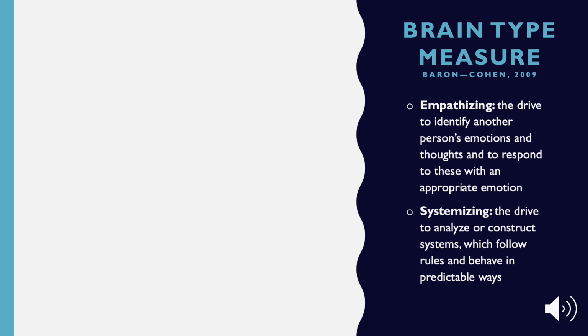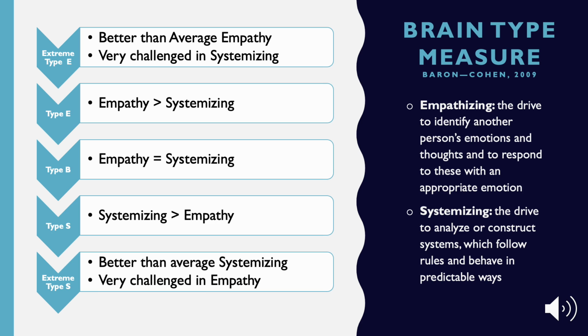So with these 2 qualities, Baron-Cohen came up with 5 different brain types: extreme type E, type E, type B, type S, and extreme type S. And they're all based on the relative ability to empathize and systemize. So the 2 that we're going to talk about is type B. And type B is where we expect most people to fall. Their ability to empathize, their ability to understand and respond to emotions is relatively equal to their ability to systemize and plan and coordinate, etc.